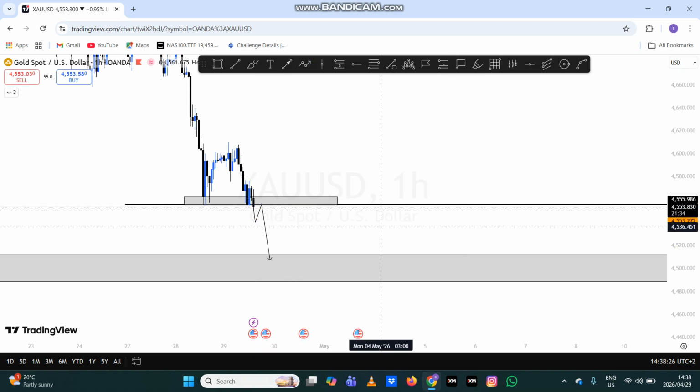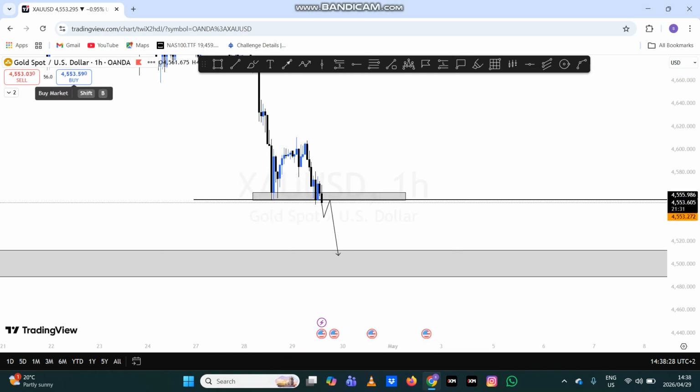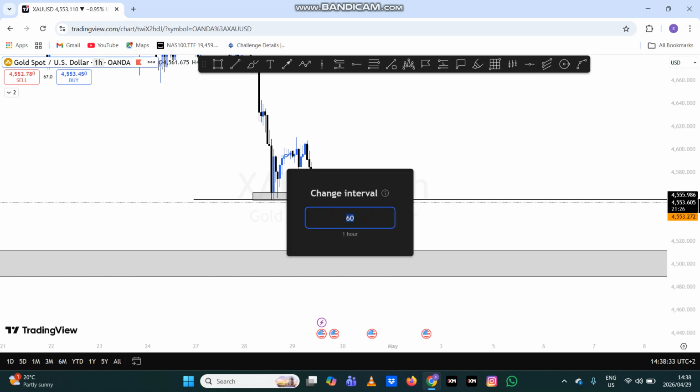So guys, yeah, it's like this. So let me go to the 15. This is the bearish scenario, guys. So now I want to show you the bullish scenario.